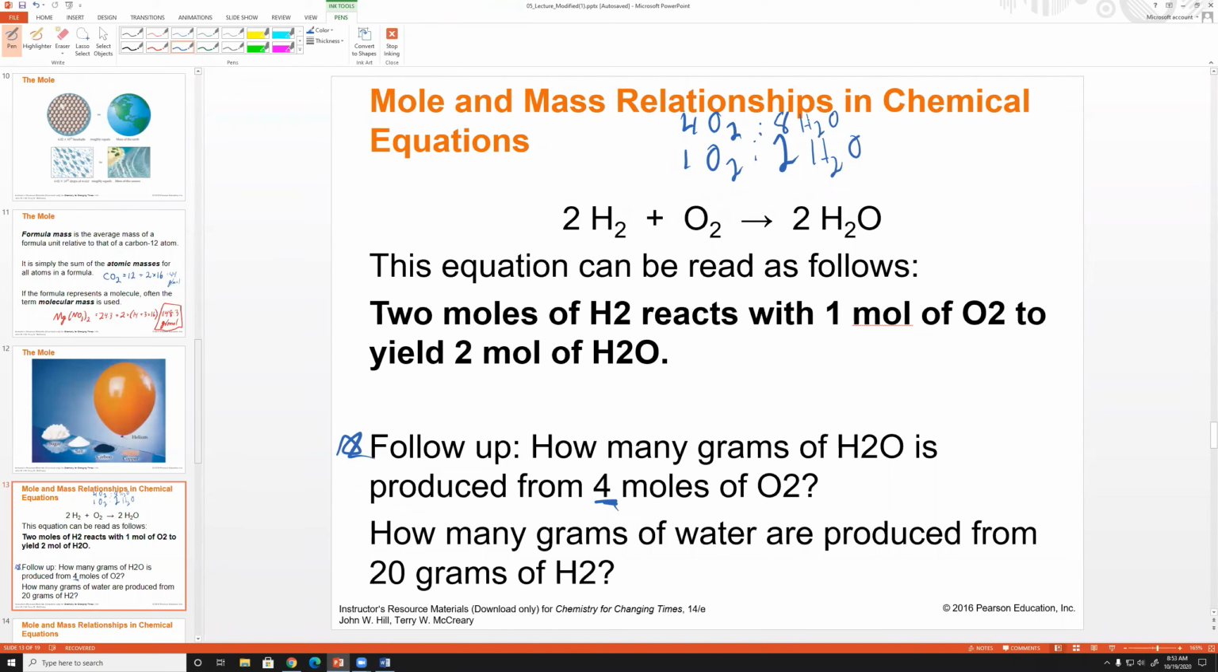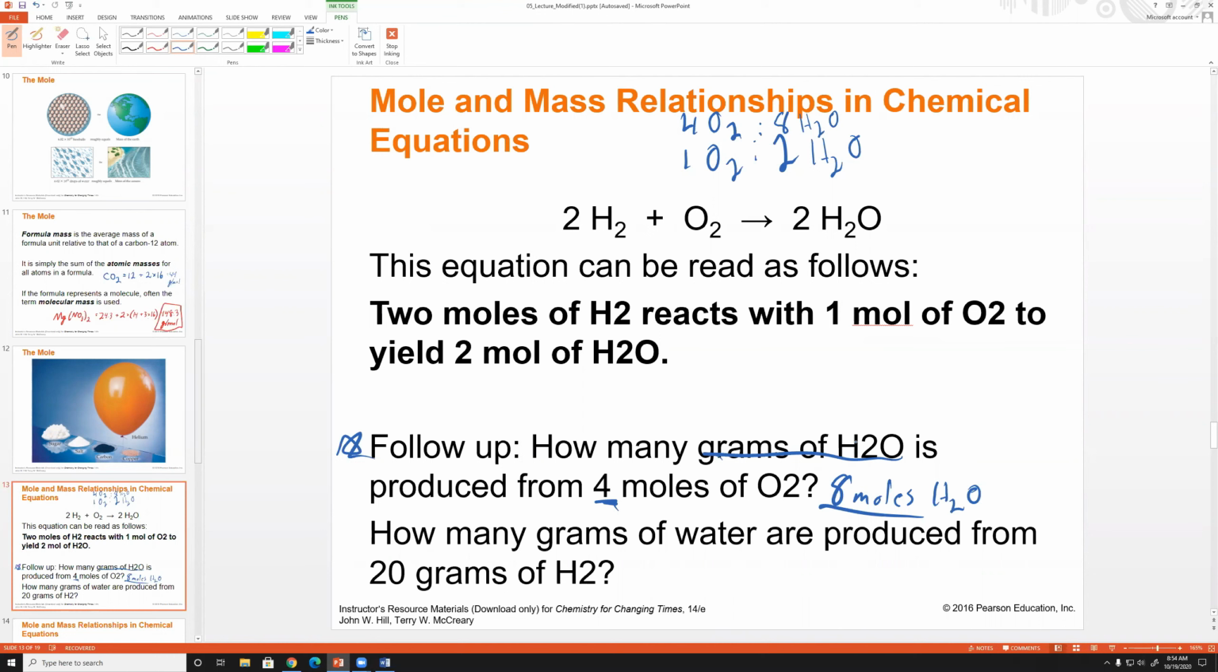All right. So the answer is 8 moles, right? But that's not the question. The question is, how many grams of H2O is produced? So we figured out that 8 moles of H2O is produced from 4 moles of O2. Now we have to figure out how many grams that is. So here's what we can do. There's going to be a chart later on to show you how to do these calculations, but here's how we're going to do it.